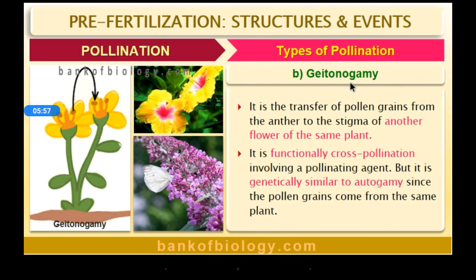Next is geitonogamy, the second one. It is the transfer of pollen grains from anther to stigma of another flower of the same plant. Here you can see clearly this is one plant, and the same plant has one flower here and one flower here. If pollen moves from the anther of one flower to the stigma of the other flower of the same plant, it is called geitonogamy. Functionally it is cross-pollination because it moves from one flower to the next, but genetically they are similar, because the flowers are from the same plant. So functionally cross-pollination, but genetically self-pollination. I hope it is clear. Functionally, they are moving from one to another, so crossing is taking place. But genetically, as both are from the same plant, it is self-pollination.